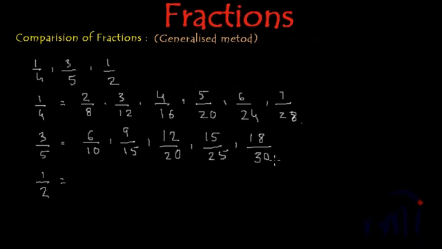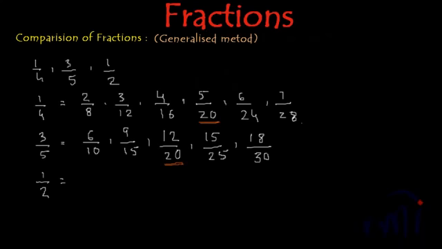Here we have written till 30 because we are not getting 28 in between. But one good thing is this fraction has denominator as 20, and here also we have got one fraction which has denominator as 20. So now 1 by 4 and 3 by 5 can be compared, right?